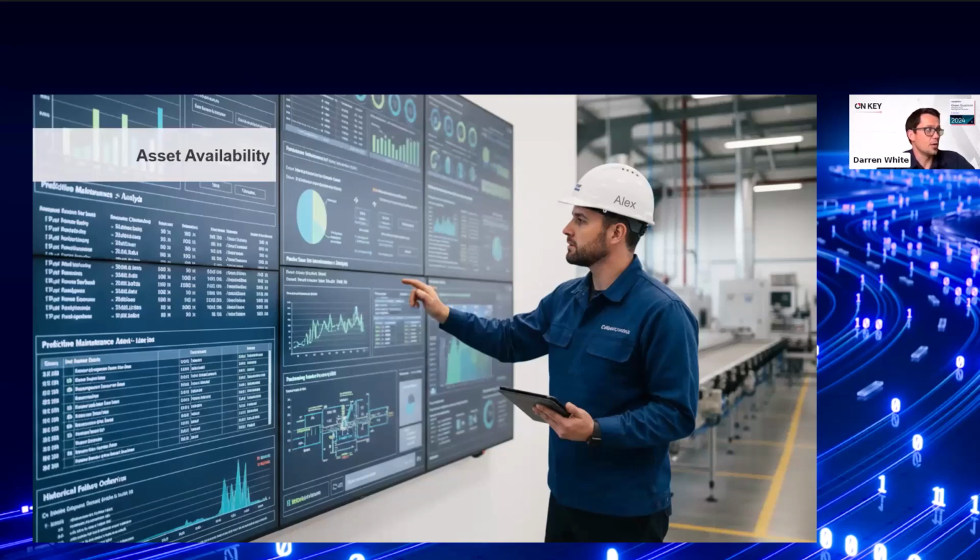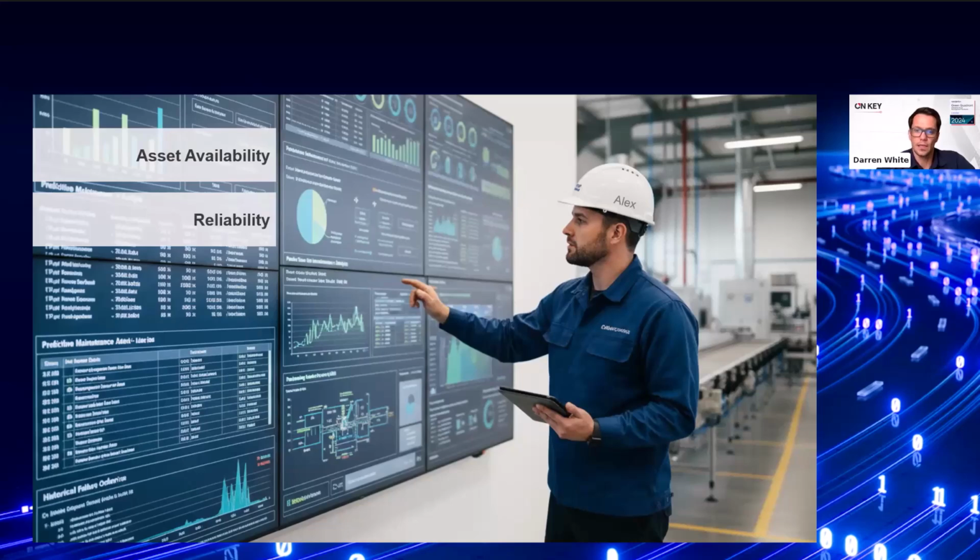So firstly, what is very important in terms of Alex's KPIs is asset availability. If your asset is not available, production stops. And the ultimate reliability output is availability. And it leads to the next one, reliability.